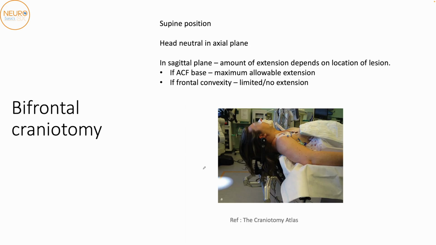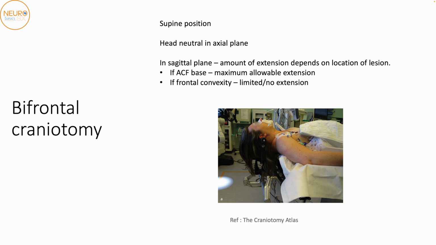Now, a few examples of supine positions. Some of the most commonly done craniotomies are in supine positions. This is a bifrontal craniotomy. The patient will be supine, as we can see over here. Usually the head is going to be neutral in the axial plane. There's not going to be any axial rotation as such.